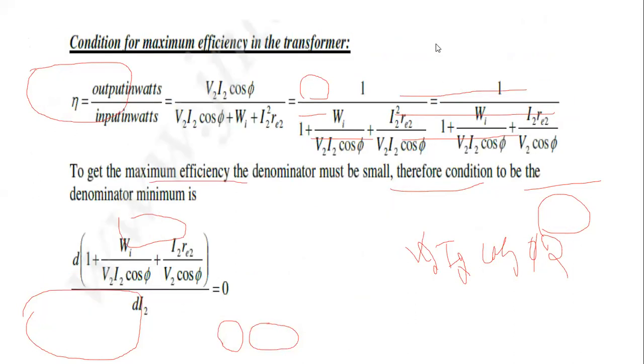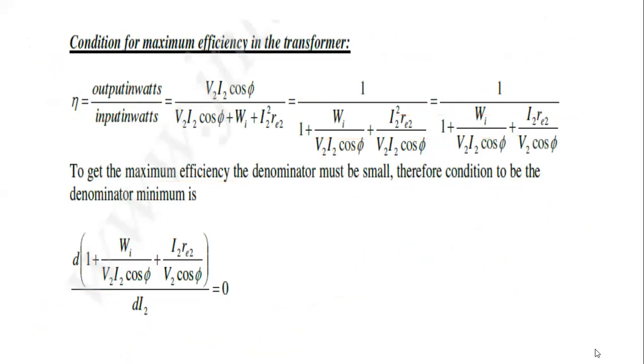Next, coming to the condition for maximum efficiency of a transformer. What is the condition for obtaining the maximum efficiency? The formula for efficiency is output by input. What is the output? V2 I2 cos phi 2 by V2 I2 cos phi 2 plus Wi plus I2 square R2.